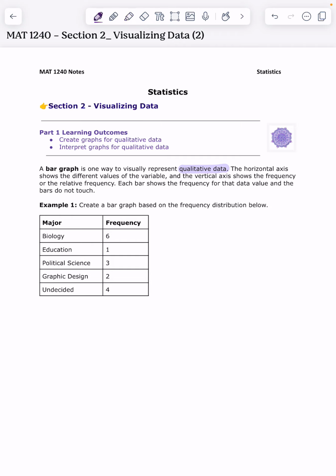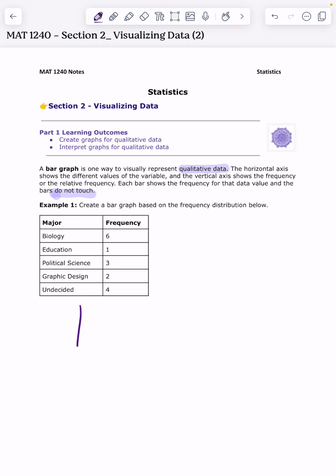The horizontal axis shows the different values of the variable, and the vertical axis shows the frequency or relative frequency, which we learned about in the last video. Each bar shows the frequency for that data value, and the bars do not touch. Oops, I meant to highlight that. So a couple things to keep in mind for a bar graph. They're used for qualitative data, and the bars do not touch. So we're going to make a bar graph for major and frequency.